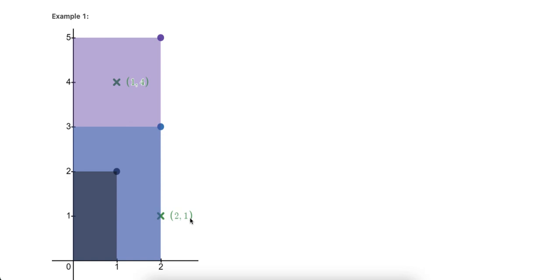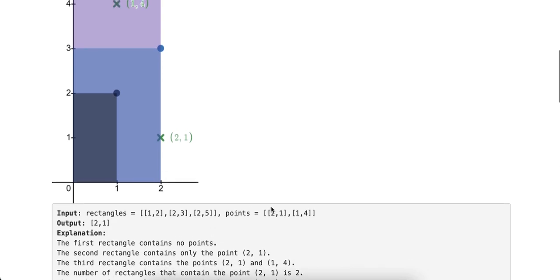Now, in an example like here, point 1, 4 is contained only by the purple rectangle, while the next point, 2, 1 is contained in two rectangles. One is the blue, the second one is the purple, because remember all the rectangles cover from 0, 0. So this purple is all this area. That's why this point is contained by two rectangles. So 2, 1 has two rectangles, 1, 4 has one rectangle. So this is the return.